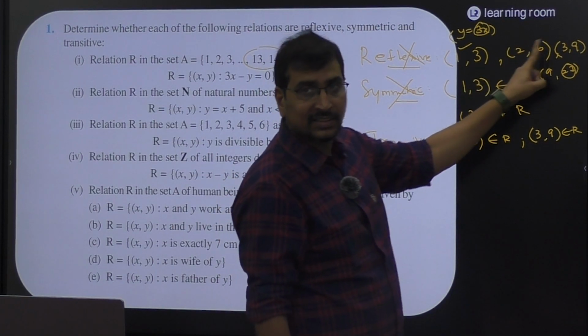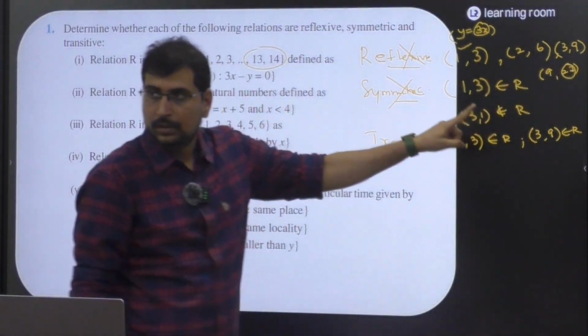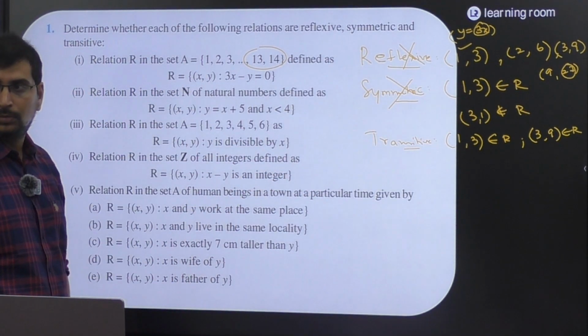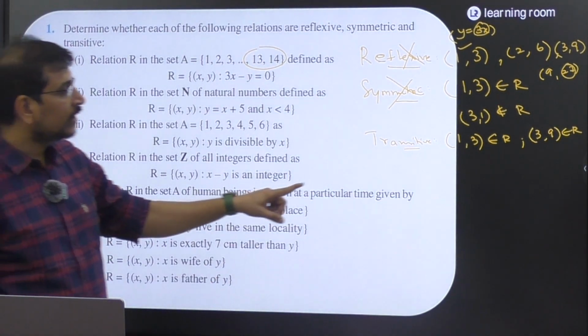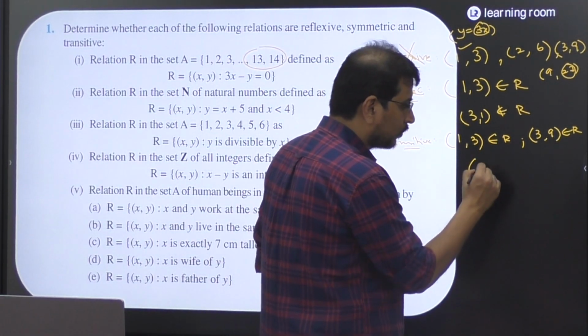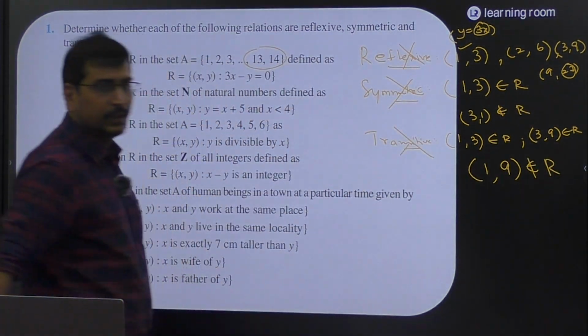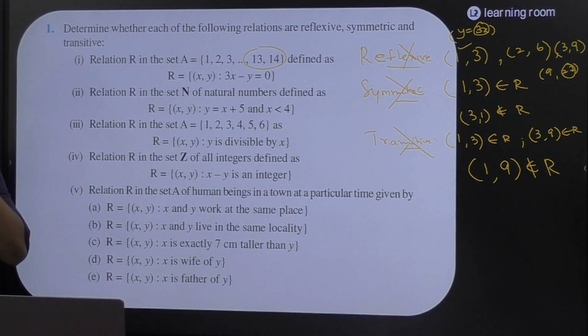(1, 3), (2, 6), (3, 9), (4, 12). When I substitute 5, I get 15. But what should happen? Both these numbers belong to this set, no? They come from this set. So I cannot substitute. So what is it that you are able to understand? (1, 3) belongs to R, (3, 9) belongs to R. Obviously, (1, 9) does not belong to R. It is failing here also. So you have to write the answer as: it is neither reflexive, nor symmetric, nor transitive. It is neither of them.